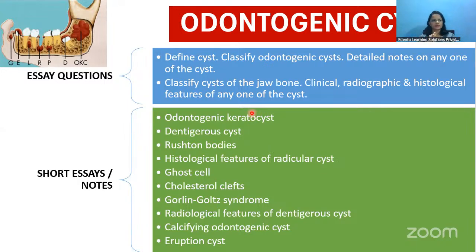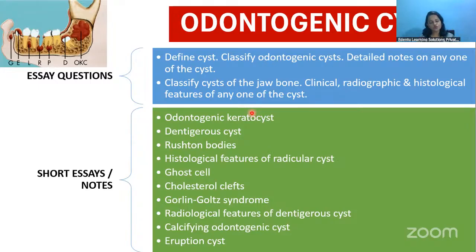It can be the clinical features, radiographic features, and the histological features of a particular cyst. Mostly the frequently asked ones are definitely the dentigerous cyst and the odontogenic keratocyst. These were the very common questions that I came across when I was searching the university papers in the essay section: definition of cyst, classification of cyst, then a detailed note about a particular cyst, usually dentigerous cyst and odontogenic keratocyst.